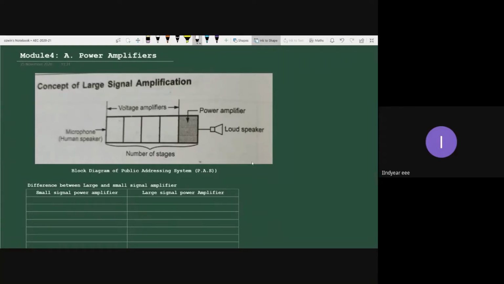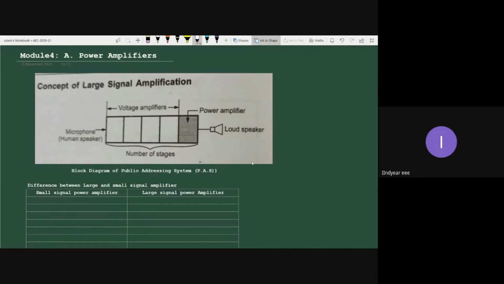Okay, now power amplifiers. About amplifiers, we have already studied, right? In module 2, we have studied about amplifier circuits, and in module 3, we have also discussed multi-stage amplifier circuits. Okay, but so far, whatever amplifiers we have studied belonged to the small signal category. Now, in module 4, whatever amplifier we are going to study belongs to the large signal category.